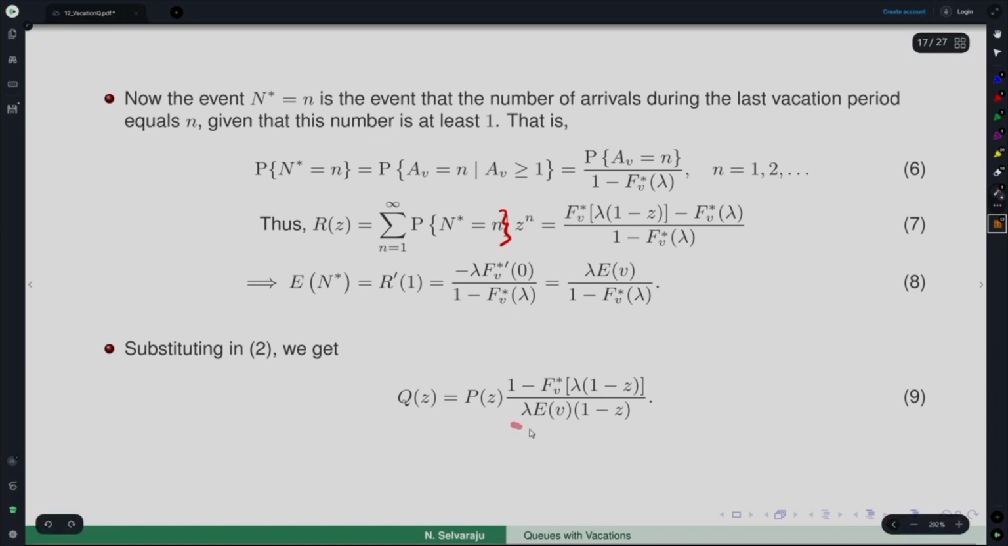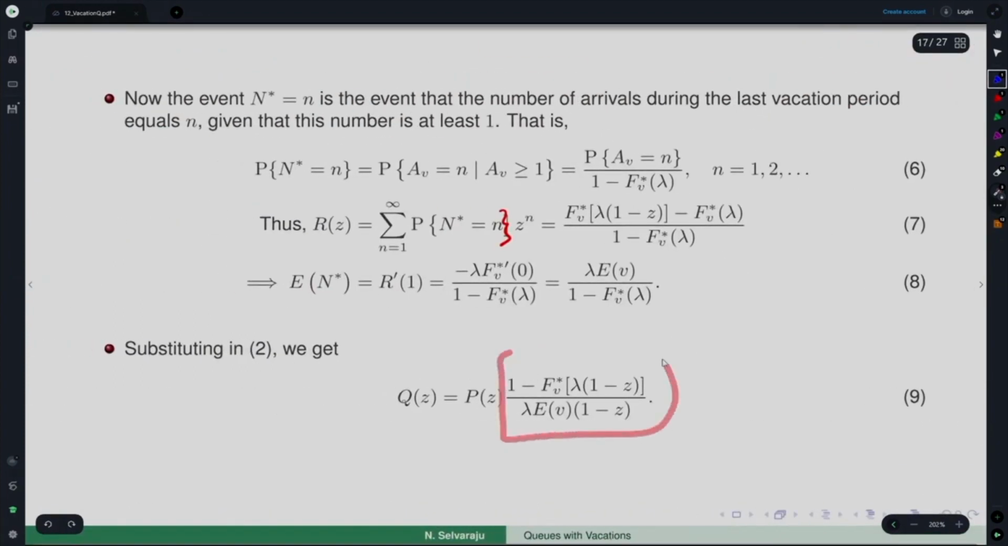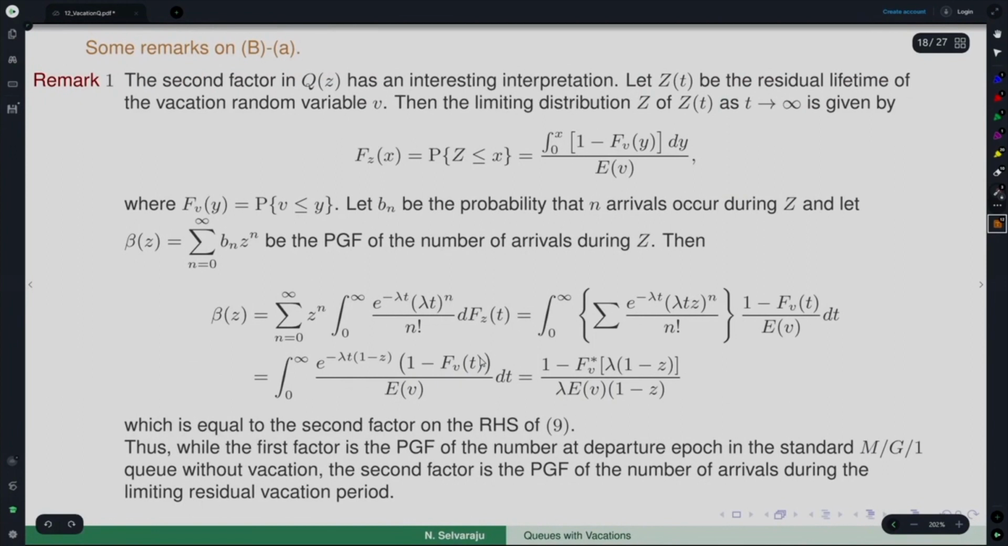Now, before we go to another model, let us see some remarks with respect to this second quantity first, and then overall as well. The second factor has some interesting properties and interpretation. Suppose I call Z(t) the residual lifetime of the vacation random variable at any given point of time, the residual vacation time. If it is exponential, you know that it is the same as the original one, but if it is non-exponential, then it is really a different one.